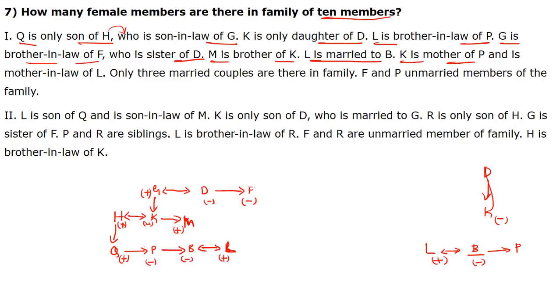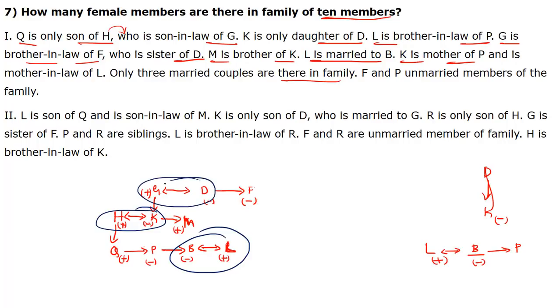The next one is K is the mother-in-law of L. So again it is very clearly said that K is the mother-in-law of L. K would be the mother-in-law to L because L is married to K's daughter. Okay. Only three married couples there in the family. This is one, this is second, and this is third. So let me change the ink and let me tell you here. This is the first couple, this is the second couple, and this would be the third couple.